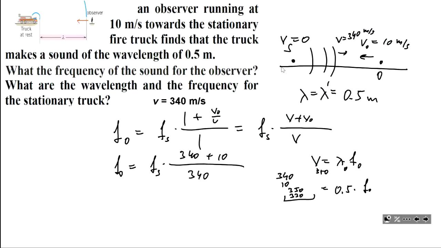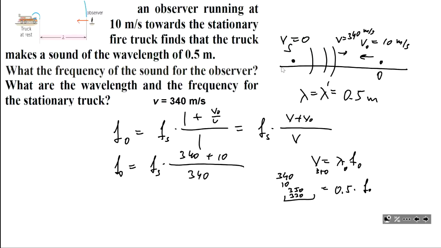Why would it be 330? Please tell me. Just your reasoning. Yeah. That's kinematics, it has nothing to do with sound. You have one object number one, which travels to the left at 340 meters per second. You have an object number two, which travels to the right at 10 meters per second.